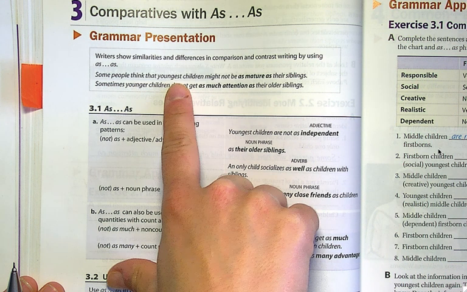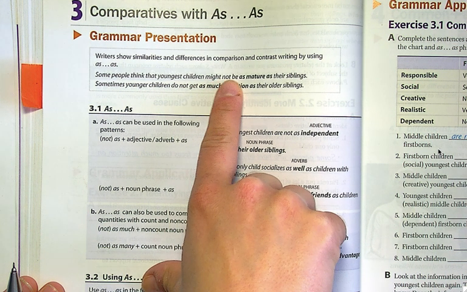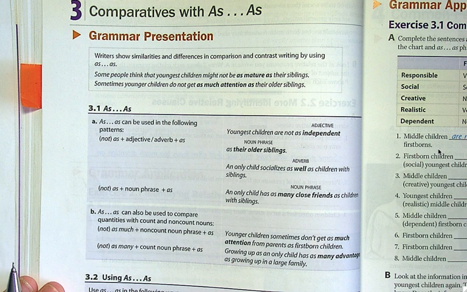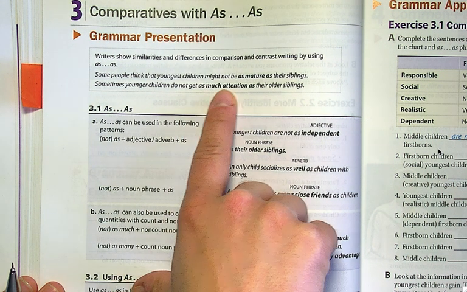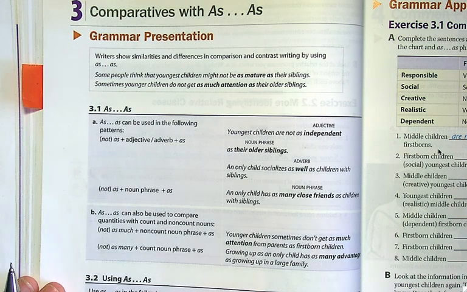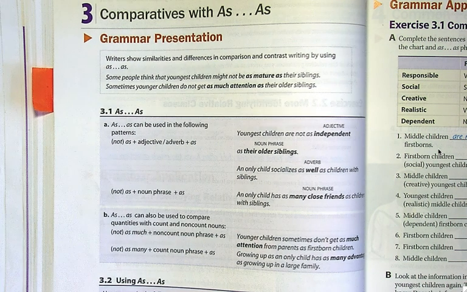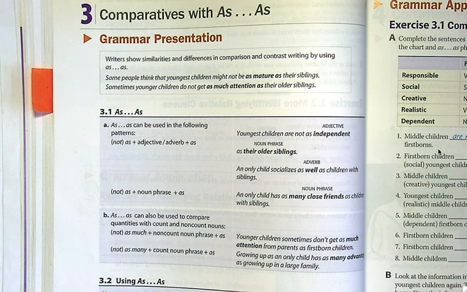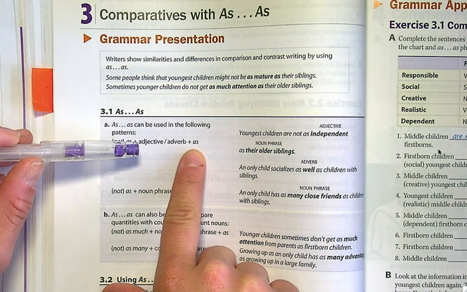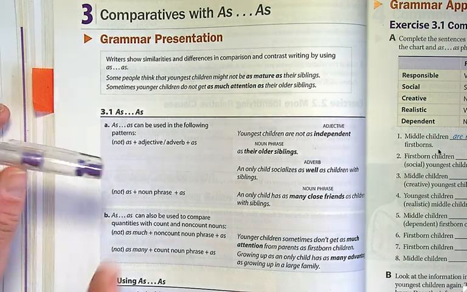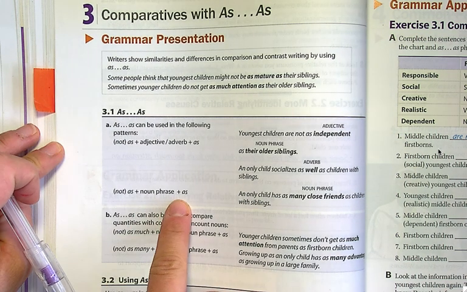Some people think that youngest children might not be as mature as their siblings. Sometimes younger children do not get as much attention as their older siblings. If we look at 3.1, as can be used in the following patterns. As plus adjective or adverb plus as, or as plus noun phrase plus as.